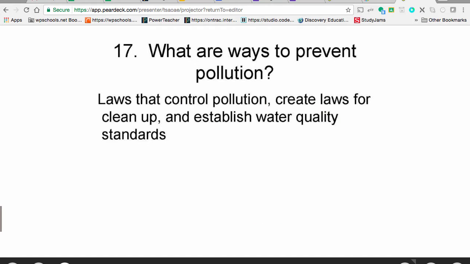Ways to prevent pollution. We have laws in place that control the pollution. We have water quality standards and air quality standards that must be met through guidelines. We create laws for cleanup, and we establish, as I said, water quality standards and laws.